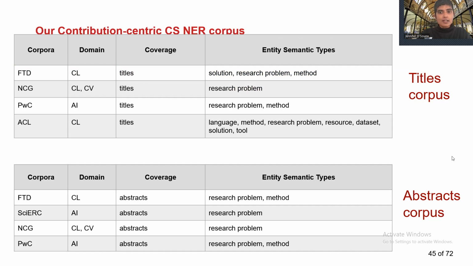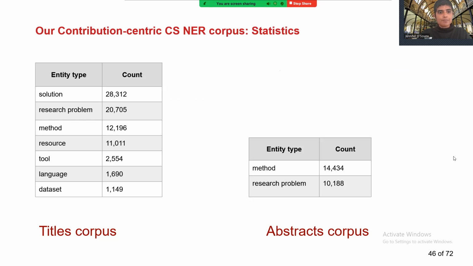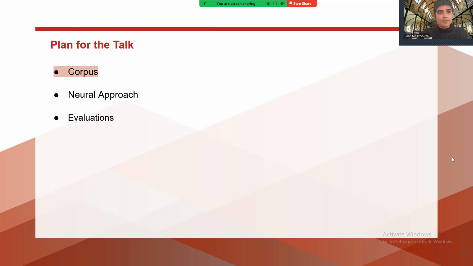With this, resultingly, we had two corpora, one, the titles corpus, and the other, the abstracts corpus. This slide shows some of the statistics of the respective corpora. So we see in the titles corpus that solution and research problem entities were predominant, and in the abstracts corpus, the method entity type was predominant.